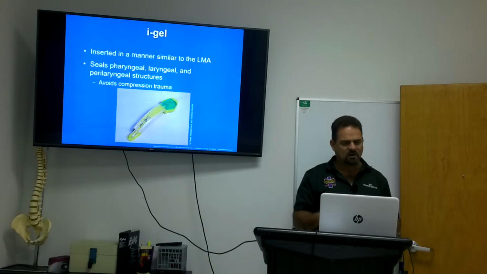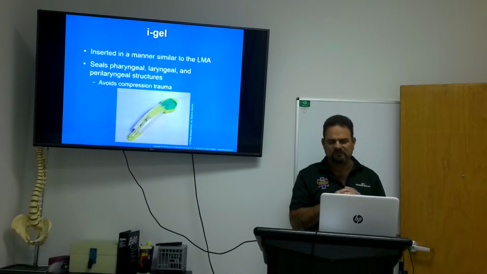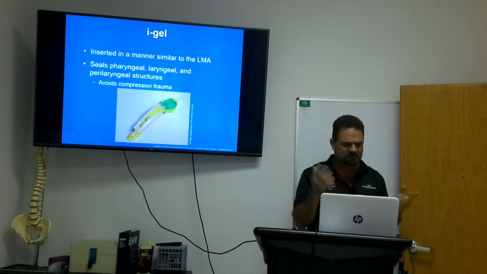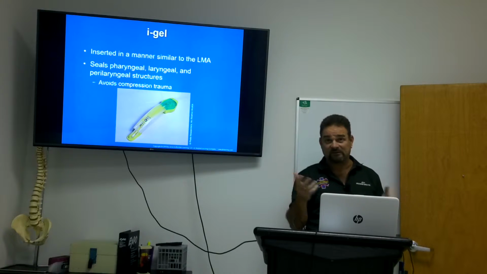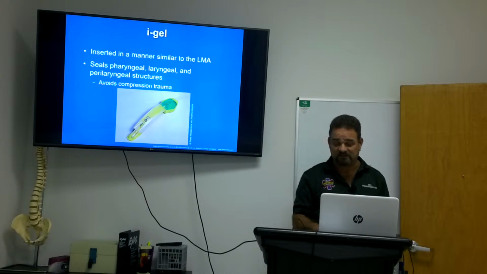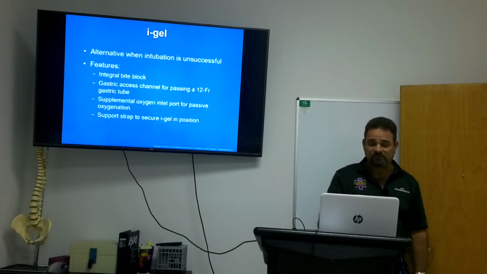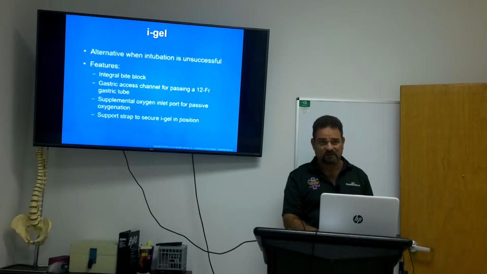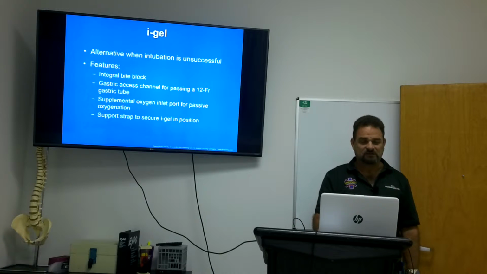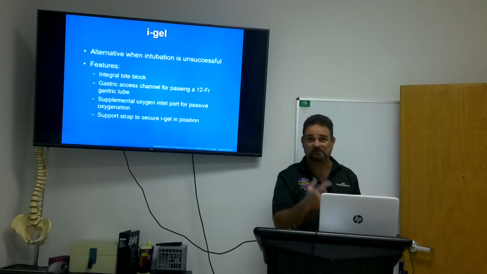The i-gel came on the market just recently. It's inserted in a similar manner as the LMA. It creates a non-inflatable anatomic seal. These have become very, very popular lately. You don't have to intubate. You can just put the i-gel in. As long as you're ventilating and you've got chest rise, you're doing good. It's an alternative when intubation is unsuccessful. So if you've got 3 failed intubation attempts, you better be getting your i-gel in there and ventilating. Features: it has an integral bite block, you can't bite through these things. Gastric access is also on the side.